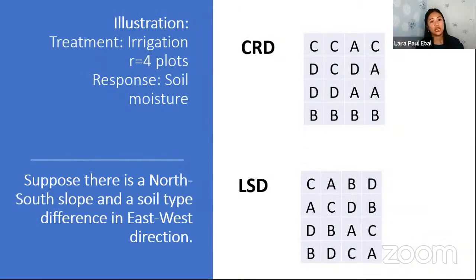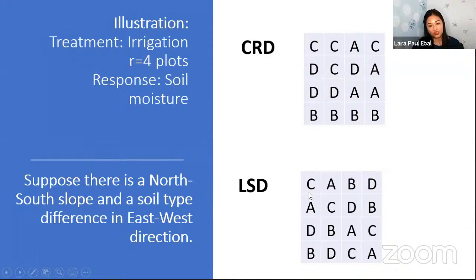Now, just to relate the CRD with LSD. Last time in CRD, we just randomly assigned the treatments to the different experimental units. So we have this illustration here. Now for the LSD, it's not just completely randomizing the treatments. There is randomization again, but in a systematic way. So how do we do that? In the next few slides, I will be illustrating how to systematically randomly assign the treatments to the experimental units.